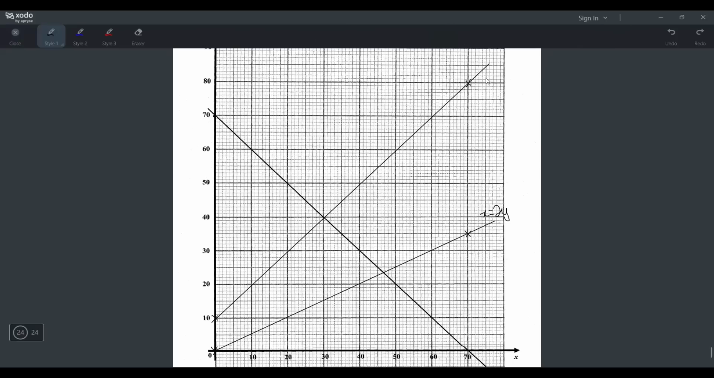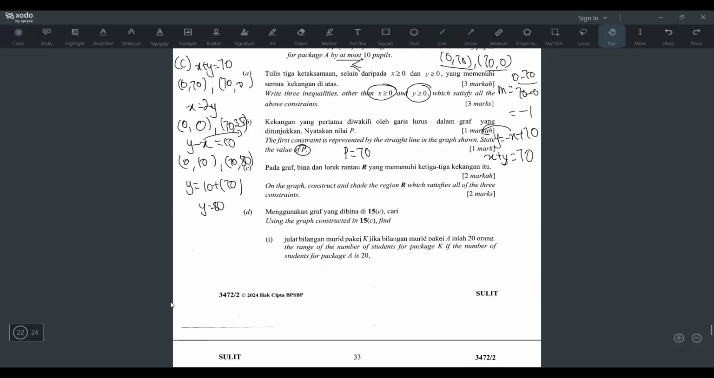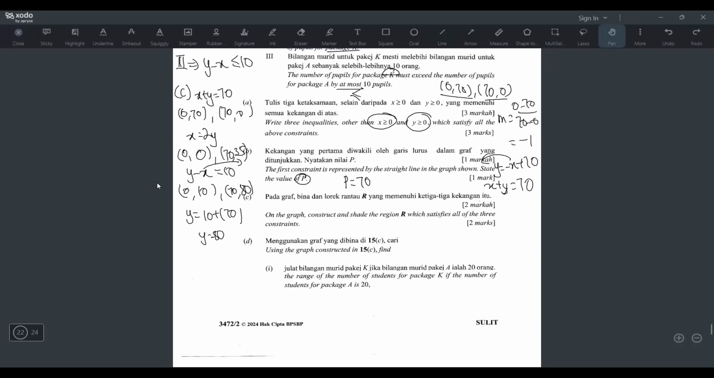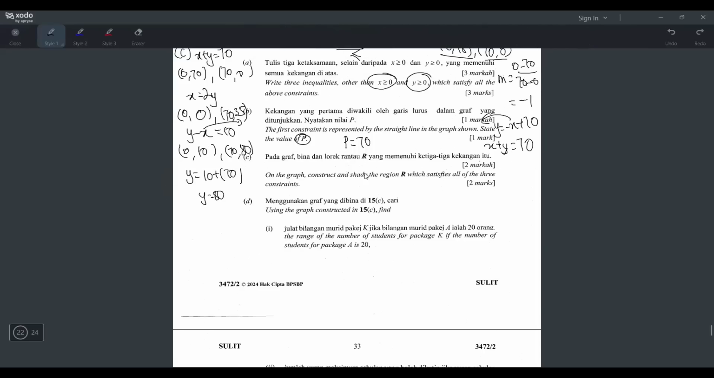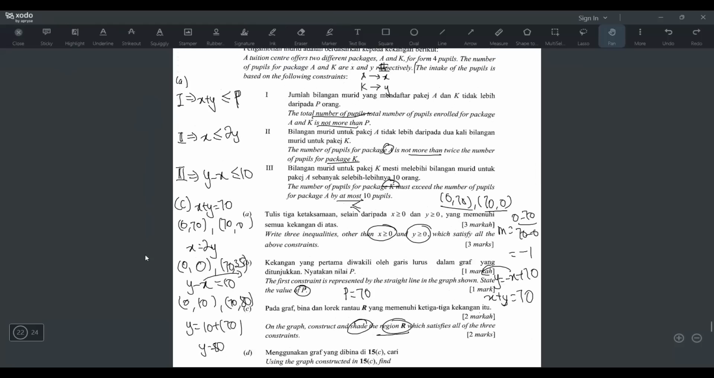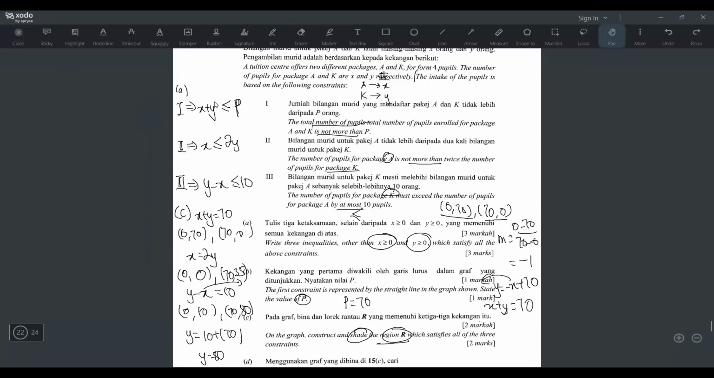So what's the equation just now? Y minus x equals 10. Let me double check. Y minus x equals 10. Yeah, correct. Okay, now the next part is shade the region. Shade the region R. So how to shade the region? When we shade the region, we will look at the inequality now. The bigger, smaller lah.